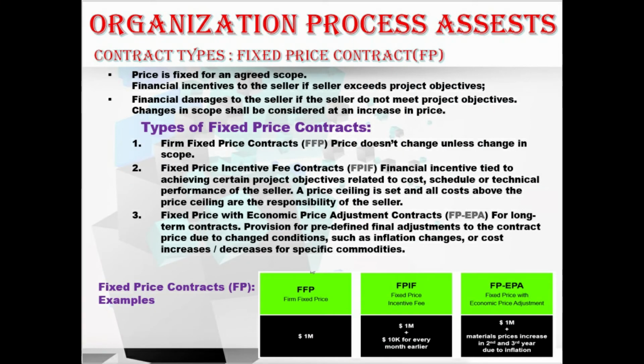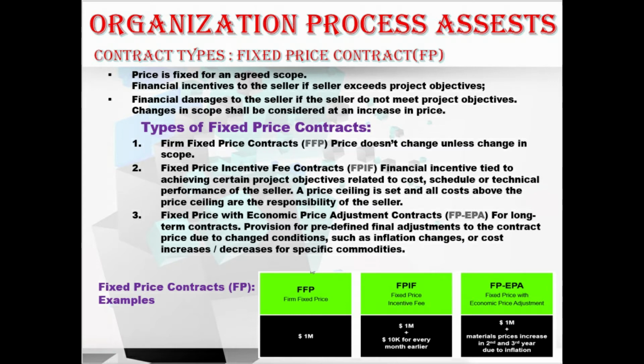In the fixed price contract, the price is fixed for an agreed scope, with financial incentives to the seller if the seller exceeds the project objectives. And also, financial damages to the seller occur if the seller does not meet the project objectives. And the changes in the scope shall be considered as an increase in price. So, all these four points need to be considered for the fixed price contract.